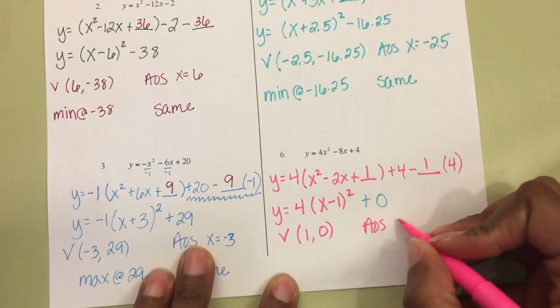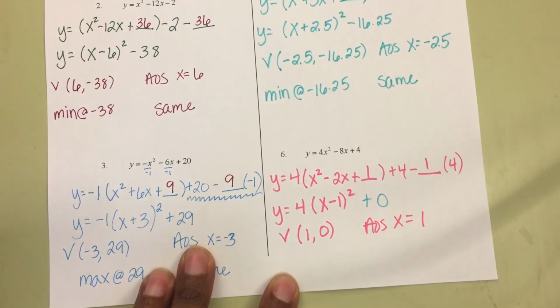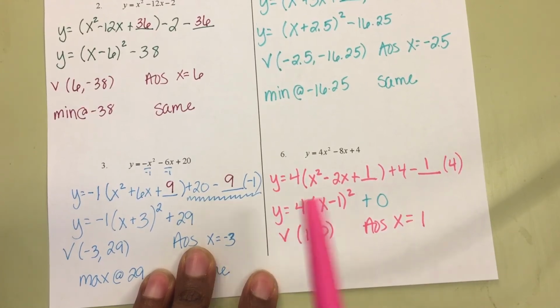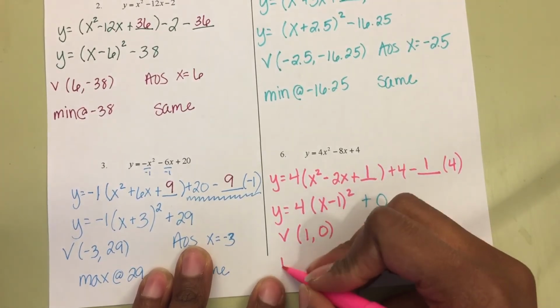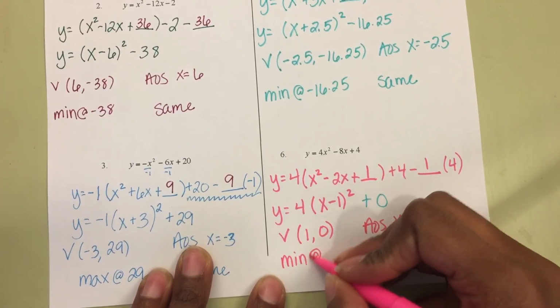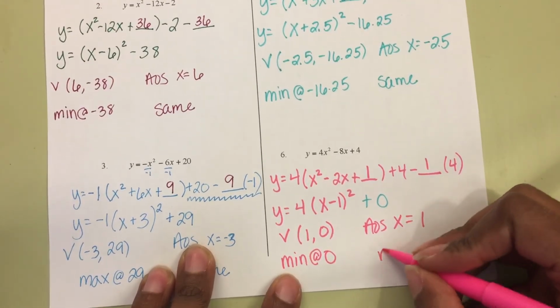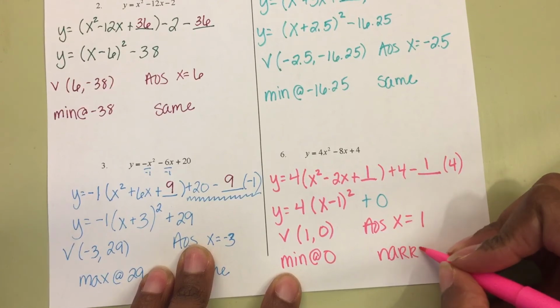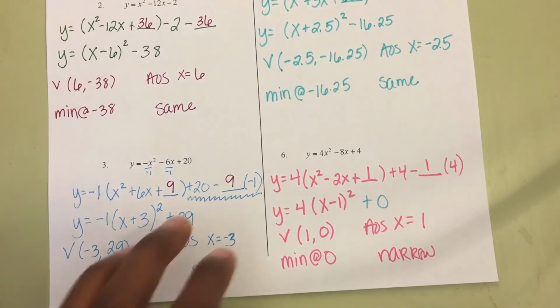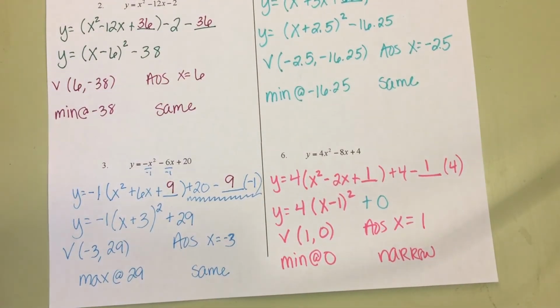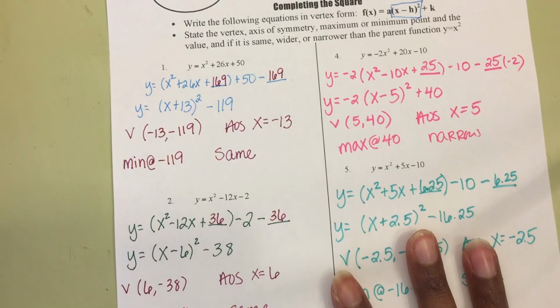The axis of symmetry is x equals 1. A this time is 4. Now it's a positive 4, so since it's positive, it's a min at 0. And then because it's a 4, it makes it narrow. Again, we didn't have any examples of anything that was wide, but wide would be any number that's between 0 and 1. So again, hopefully this helps to go back over things.